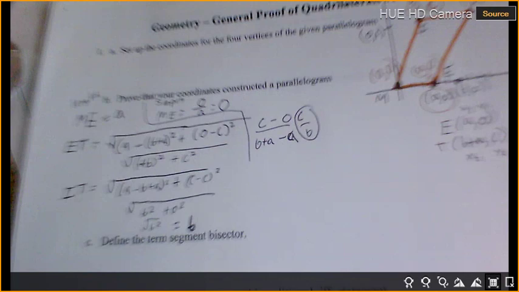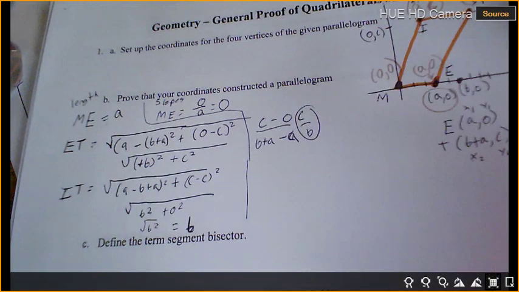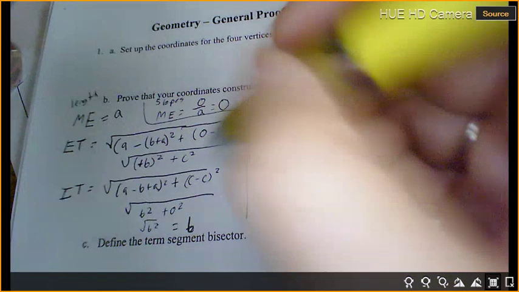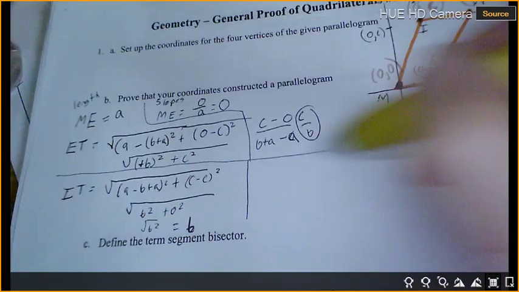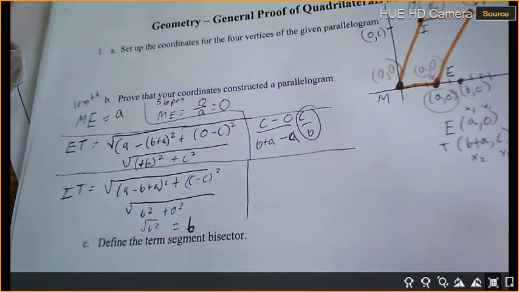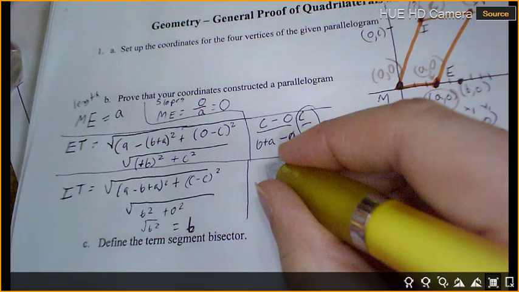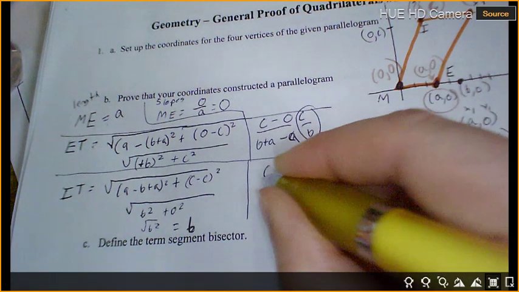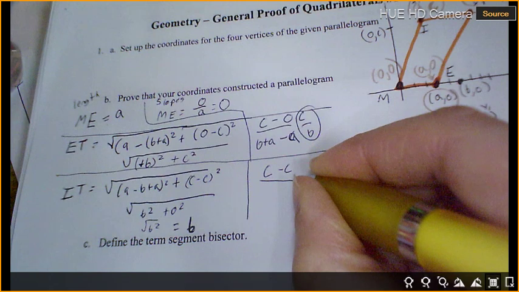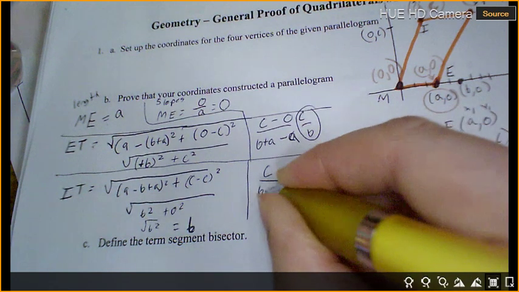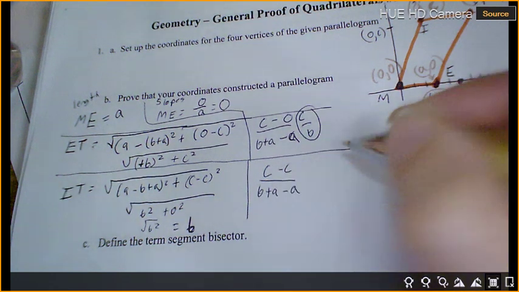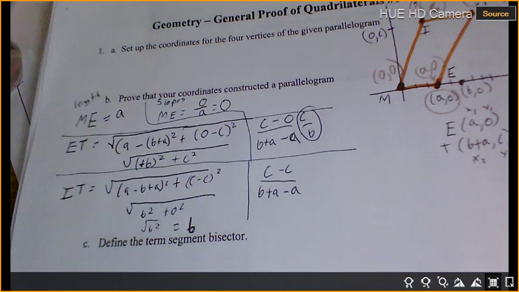Now we're going to find the slope. We know slope is y2 minus y1 over x2 minus x1. What's C minus C? 0. So the whole thing just has to be 0, right? If there's a 0 on top, the whole thing's 0.